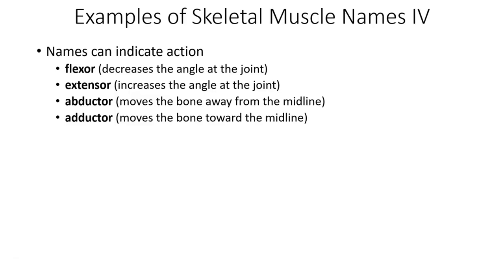And then we have abductors and adductors. Abductors are going to move that bone away from the midline of the body. We'll see that with a couple muscles in the legs, and then adductors moves the bone towards the midline. So we've got a couple muscles in the leg, the adductor longus and adductor magnus, that are going to adduct at the hip.